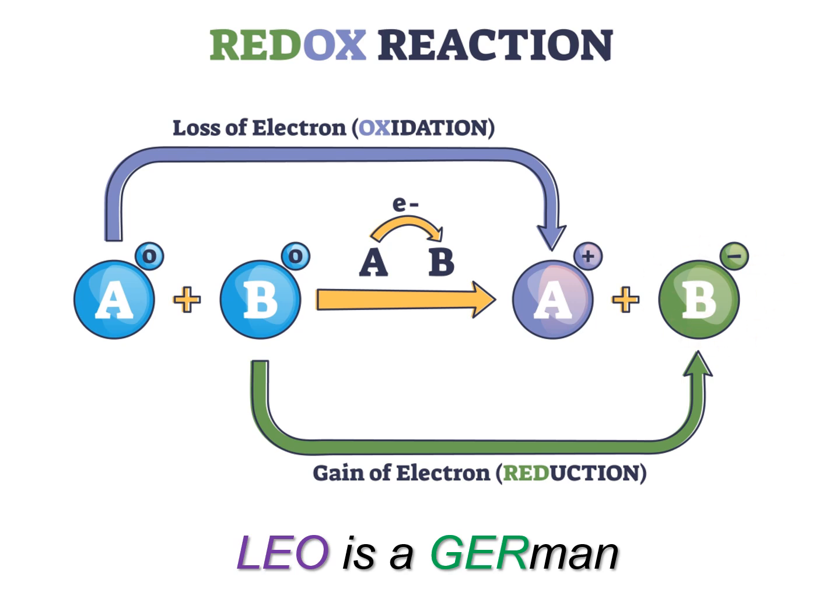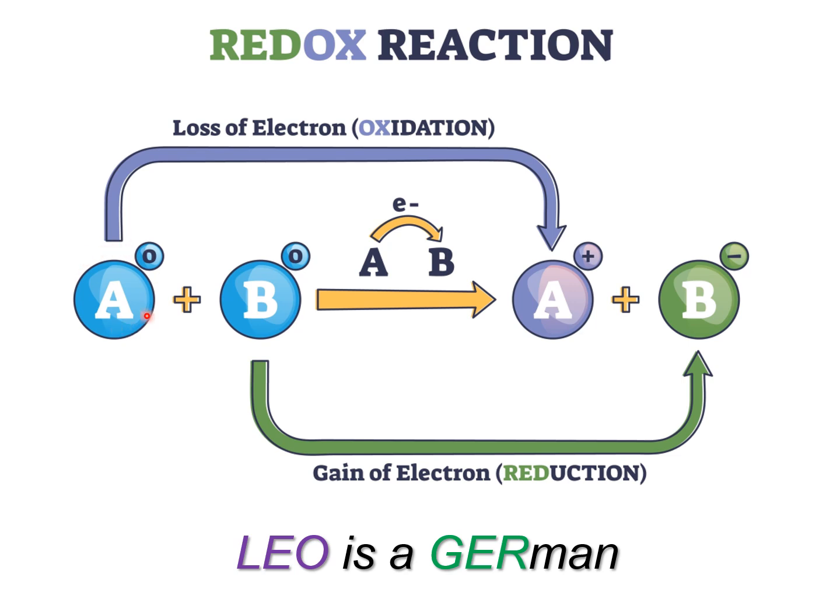What happens is when you add an electron to a molecule, the charge gets lower. That's where the word reduction comes from. It is a reduction in charge. Maybe this B here had a charge of 0, and when you added the electron, it became a charge of -1. So it has been reduced in charge. That's where that comes from. But in any case, LEO is a German.